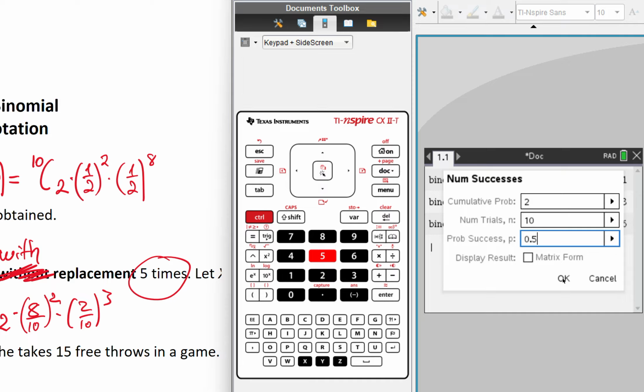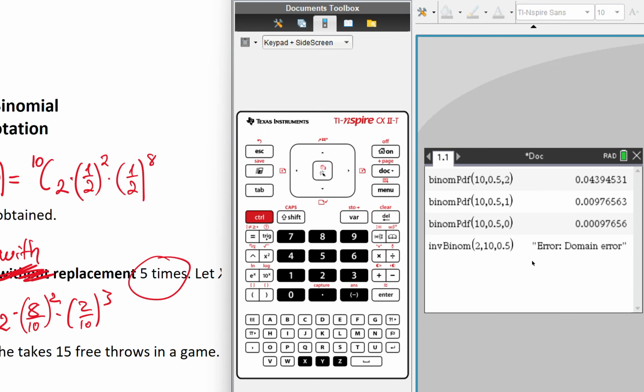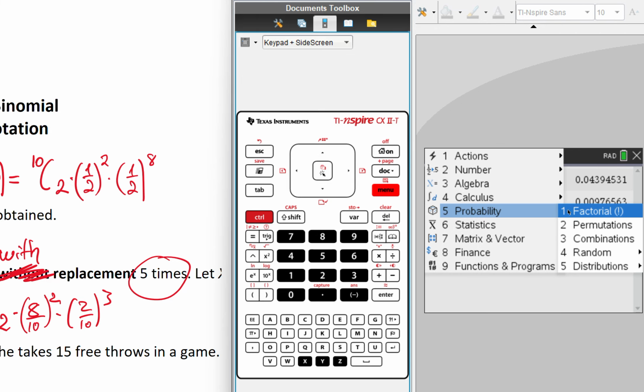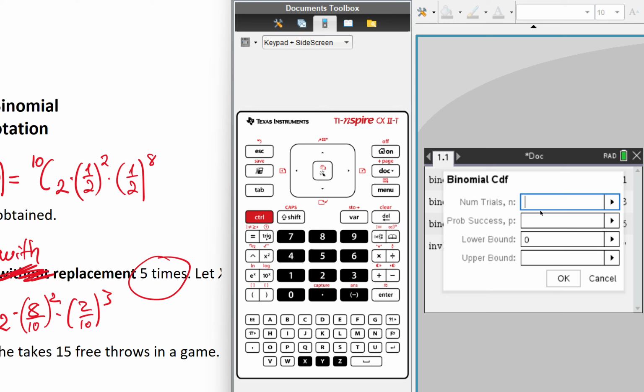What is matrix? You don't want that part for now. If you hit OK, oh, what is my domain error? I have to put 0 to 2. Wait, let's do that again. Menu, Probability, Distribution, CDF. Because I've chosen a different screen, that's why it didn't work. That's the correct one. Number of trials is 10. Probability of success is going to be 0.5.